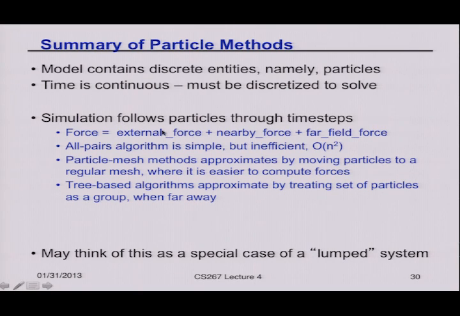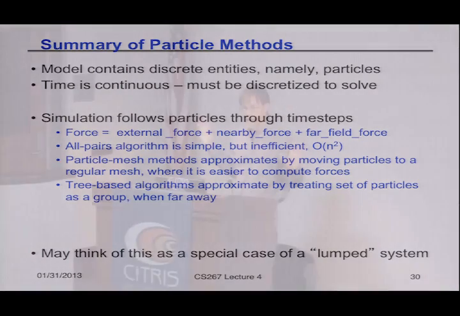I broke it up into 3 parts, external, nearby, and far field. And the obvious way to do it when everybody depends on everybody is to pair them all up, and it costs me n squared. I don't want to do that. And I described 2 much faster methods, particle mesh, where everybody gets approximated by moving to a nearby regular mesh point, and these tree-based algorithms. And so, anyway, we'll follow up on that later. So are there any questions about particle methods before I go on to the next high-level simulation problem?